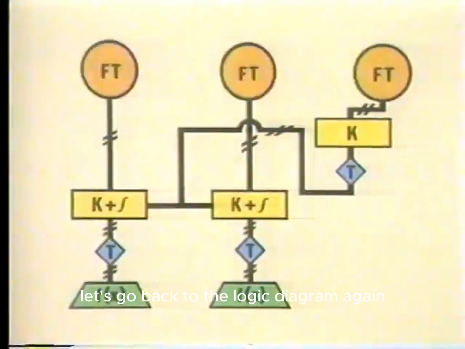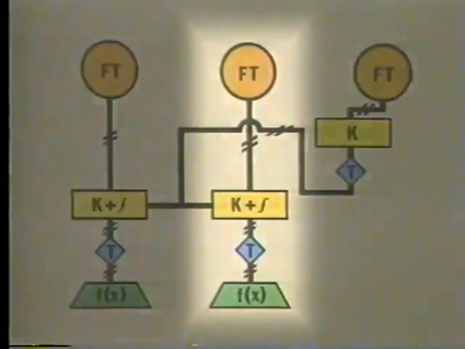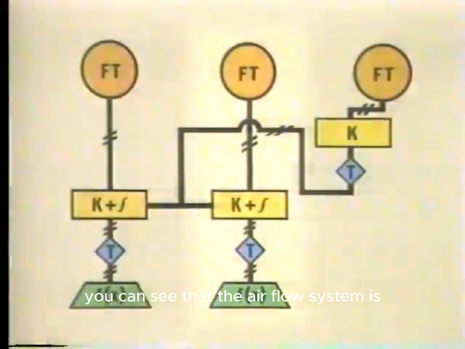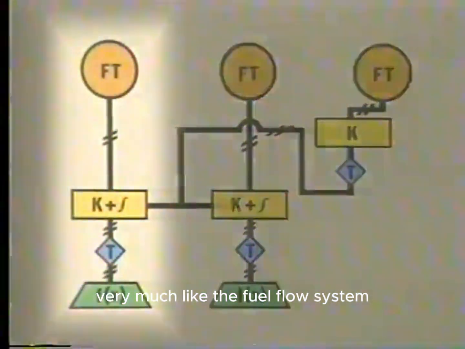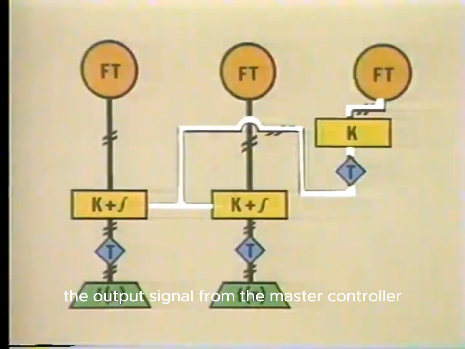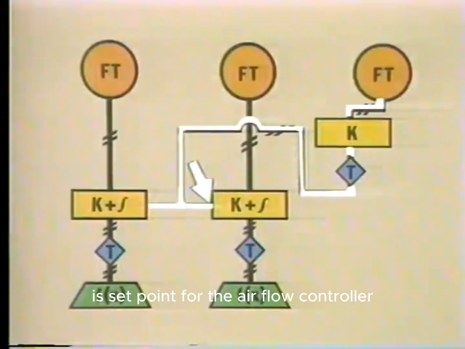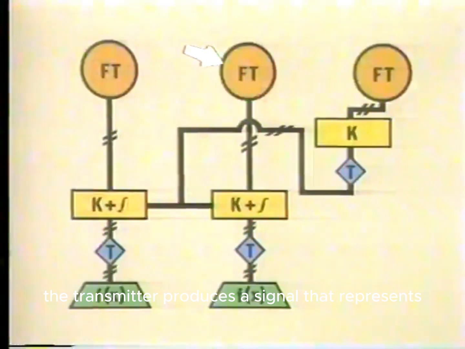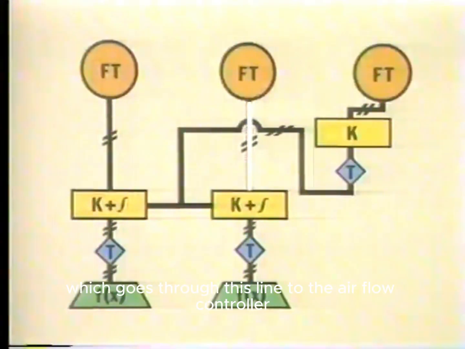Let's go back to the logic diagram again to examine the airflow system in more detail. This part of the diagram represents the airflow control system. You can see that the airflow system is very much like the fuel flow system. The airflow instruments have the same features as the fuel flow instruments. The output signal from the master controller is set point for the airflow controller. The transmitter produces a signal that represents airflow, which goes through this line to the airflow controller.